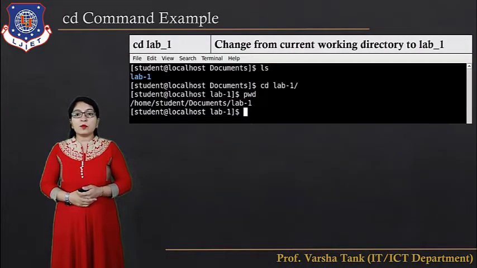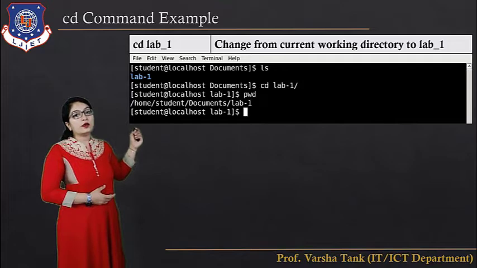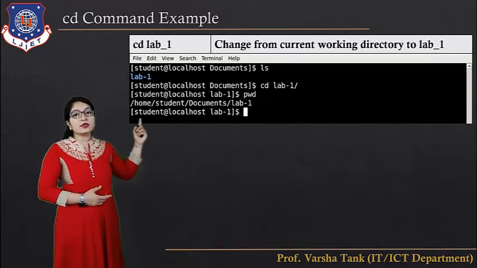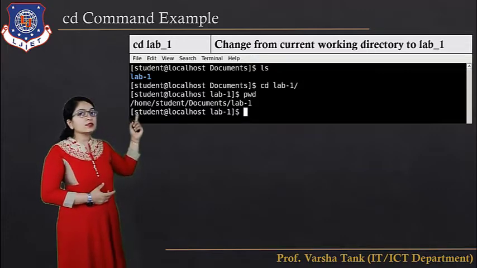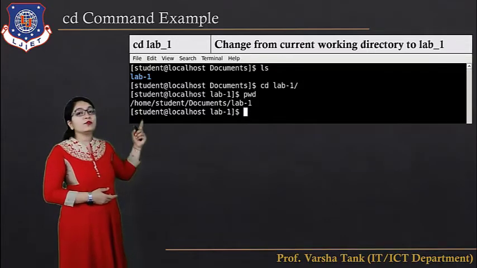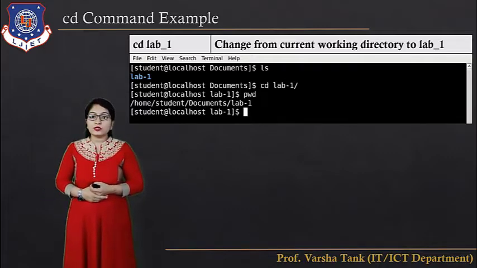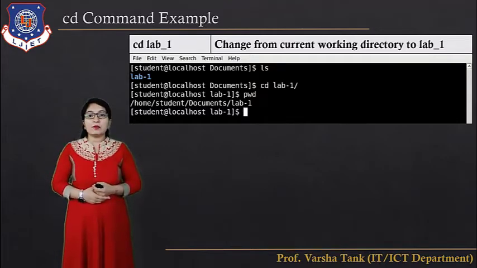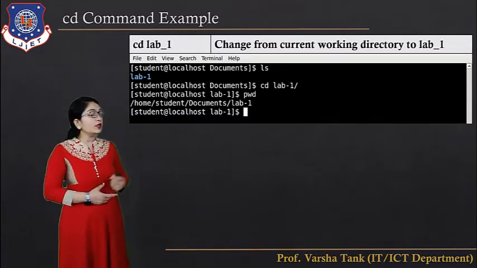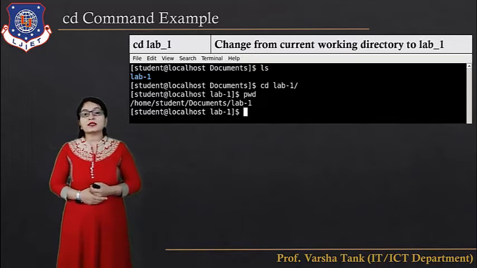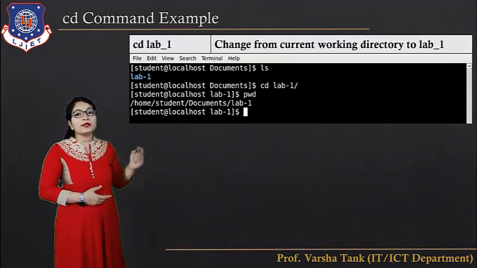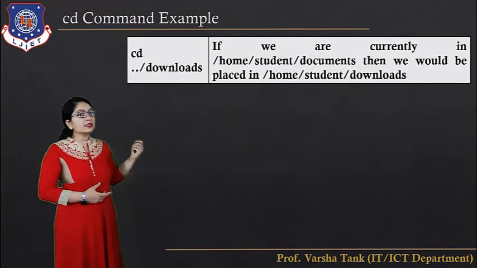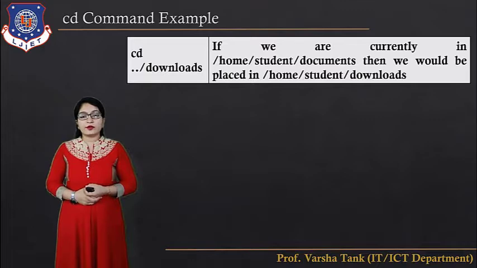Now next is cd lab1. That means it will move to the lab1 directory. Here you can see first it is in the documents directory where the cd lab1 command is written. Before that, the user is working in documents, but when cd lab1 is pressed, it will move to lab1. So in the immediate next line you can see the current working directory is lab1. The pwd command is used to print the working directory.